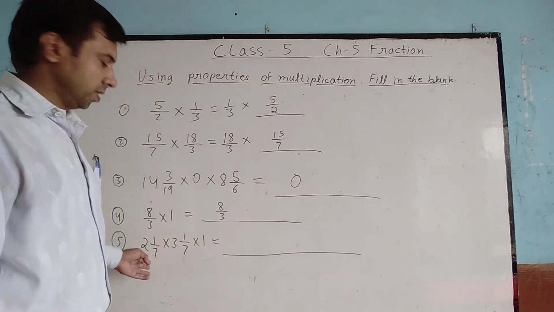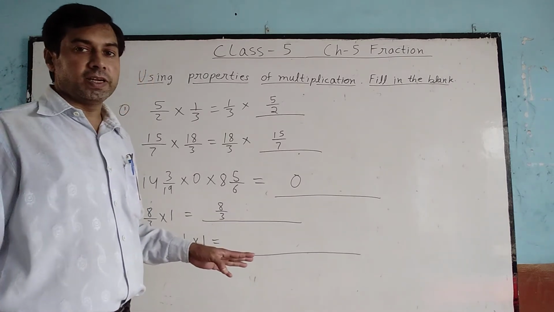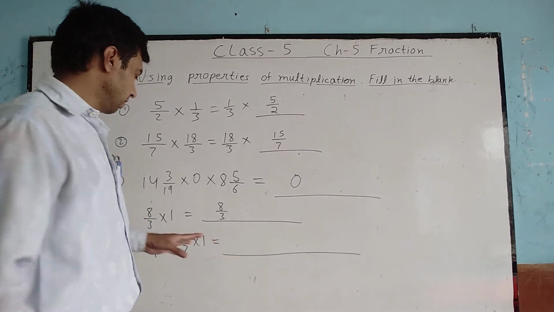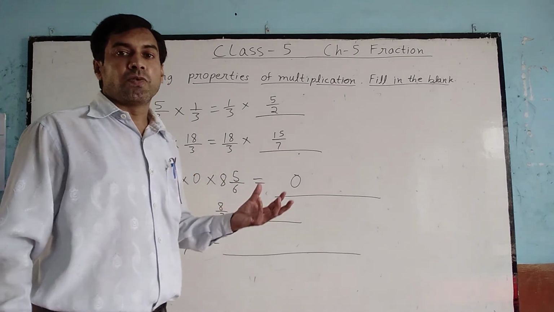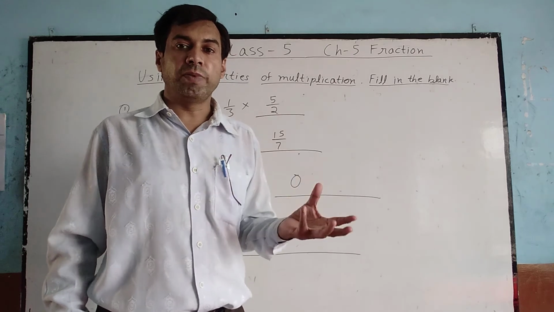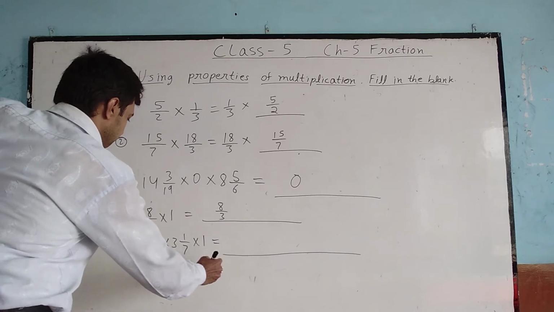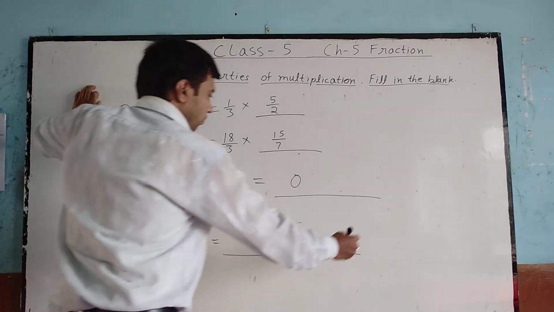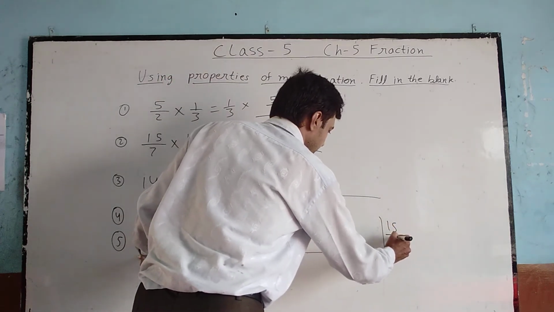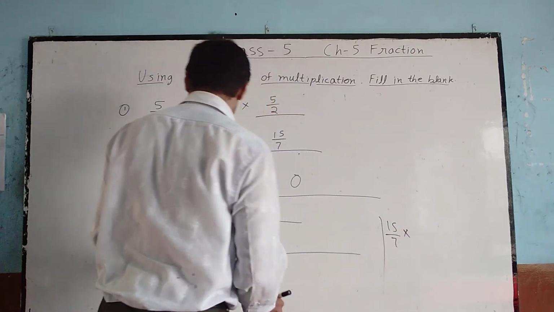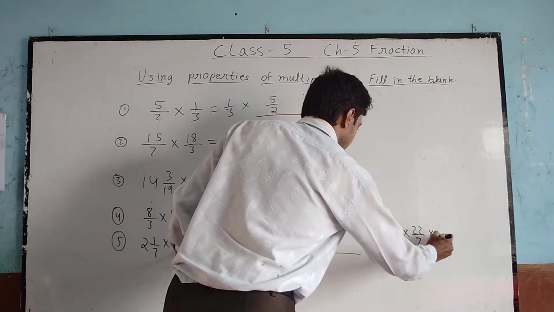Now next question is, students, 2 1 by 7. A mixed fraction is given. First we will do what? First we will convert this mixed fraction into an improper fraction. An improper fraction is what? The numerator is bigger than the denominator. Now 7 twos are 14, 14 plus 1 is 15. Here we have to write the answer, so we will solve here. 15 by 7. Multiply. 7 threes are 21, 21 plus 1 is 22. 22 by 7 into 1.